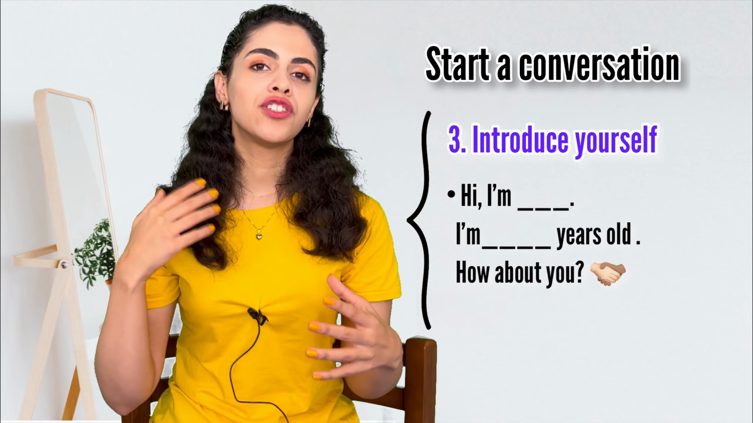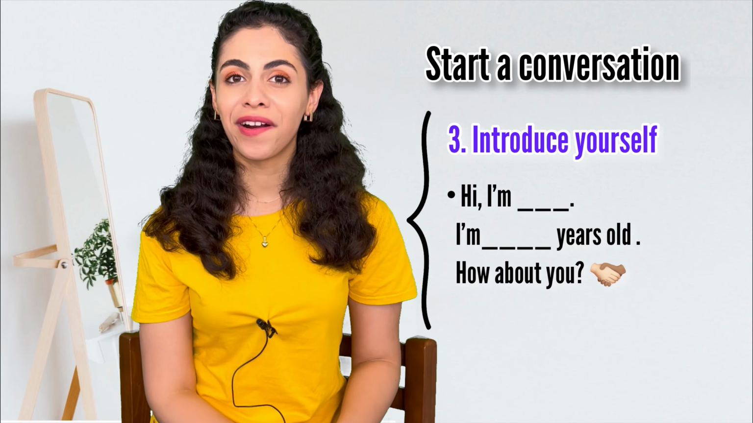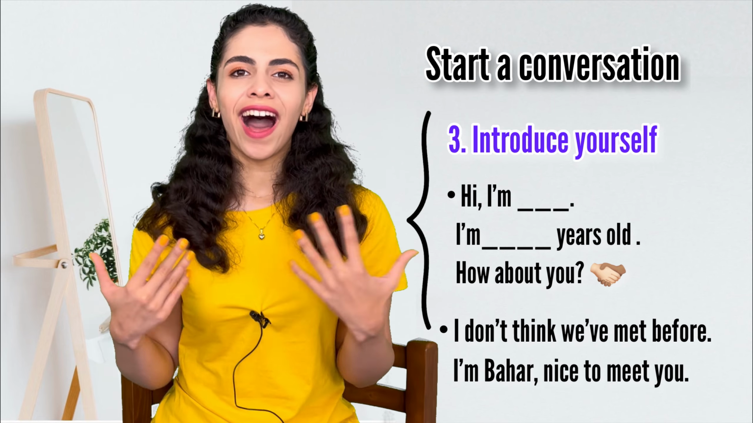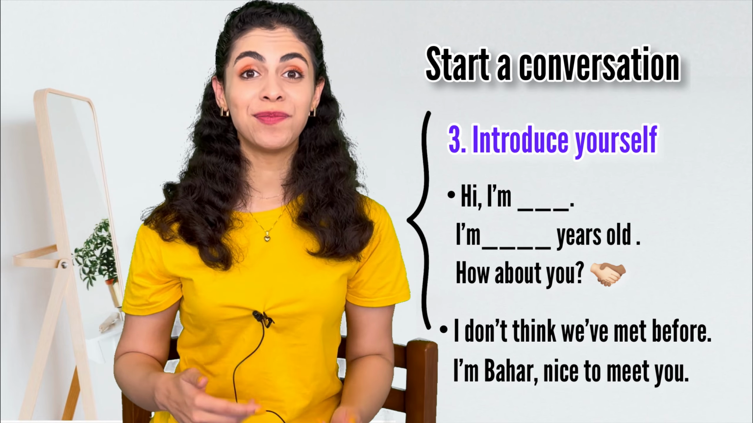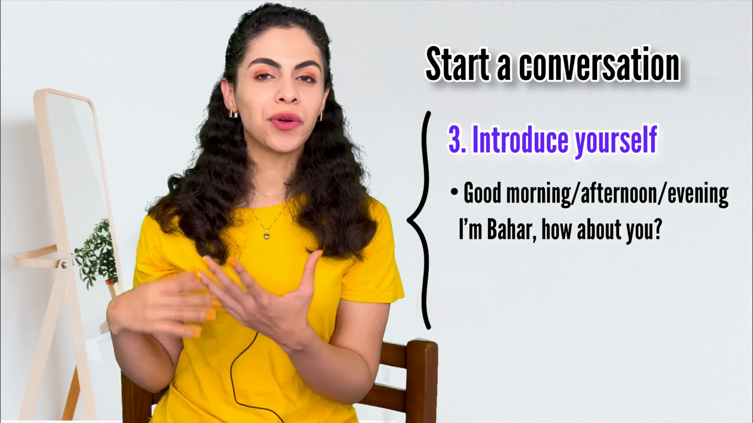So when you want to introduce yourself, you can start like this. Hi, I'm Bahar. I am in my early 20s. How about you? Or, I don't think we've met before. I am Bahar. Nice to meet you. Another way is, good morning, good afternoon, or good evening. I am Bahar. What about you?